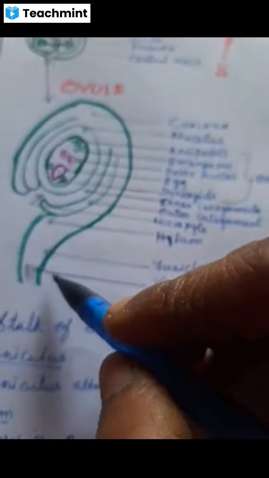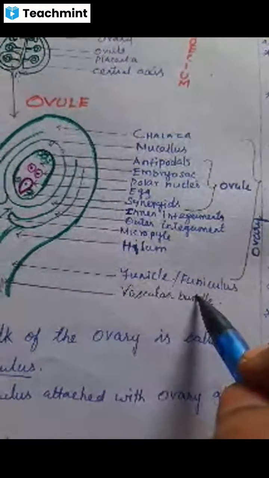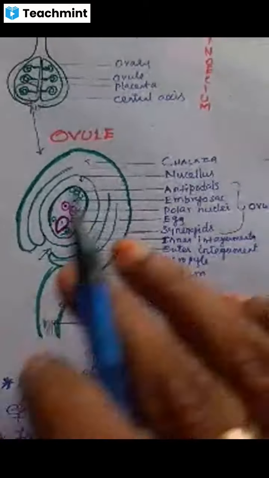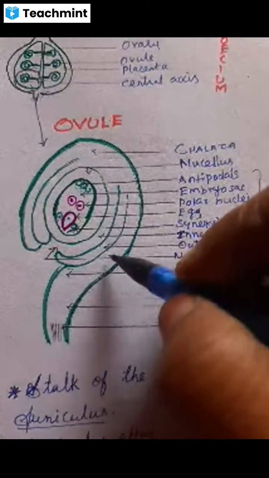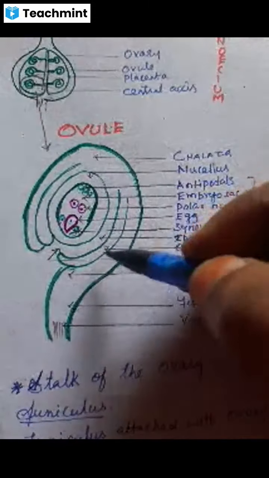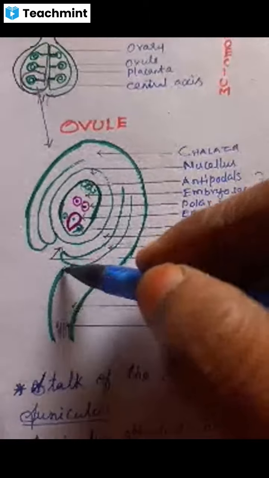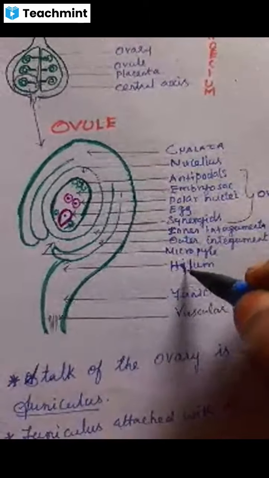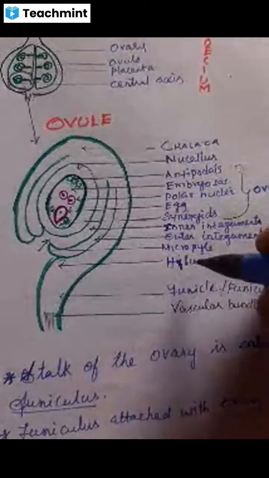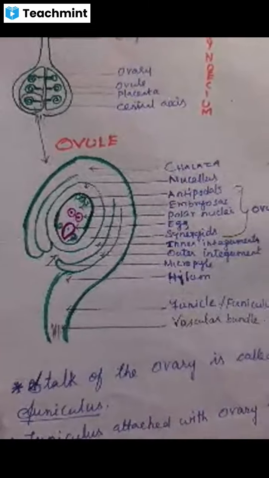The stalk of the ovule is called the funicle or funiculus. Then it extends and goes into a head-like structure. This head-like structure is attached to the funicle in this area. This area is called the hilum. The attachment of the ovule with the funiculus, by a neck-like structure, is called the hilum.